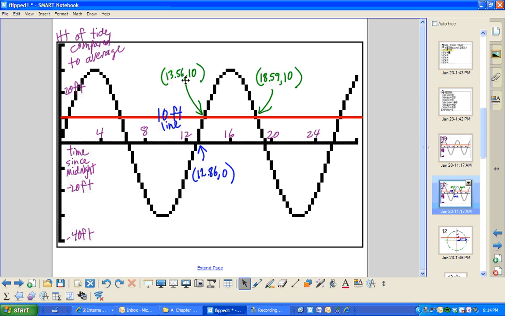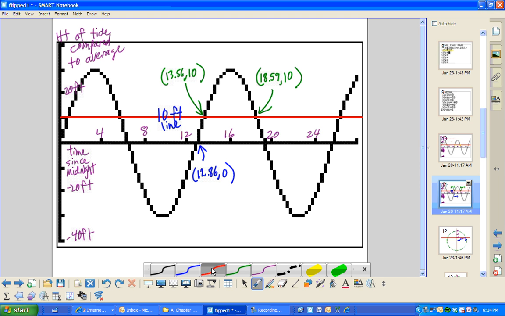13.56 hours from midnight up at 10 feet. That's our intersection, and 18.59 hours up at 10 feet. So those are the two perfect times for getting shells. So she wants to know what time that is. Let's put that in actual time.